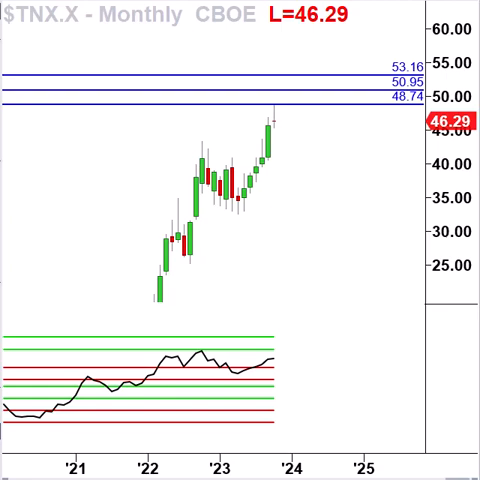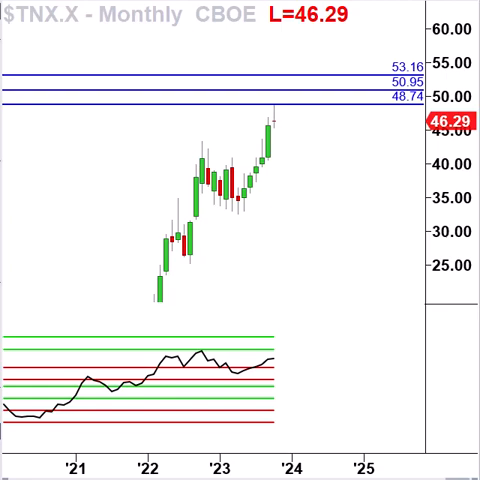So let's start with this monthly chart of the ticker TNX.X, all right? It's based on the 10 times the yield to maturity of the most recently auctioned 10-year Treasury note. And the way that it's priced, you can just divide by 10 to get the interest rate amount. So for example, 46.29, you just move the decimal over to the left, and that would be 4.629 on the 10-year. Got it?